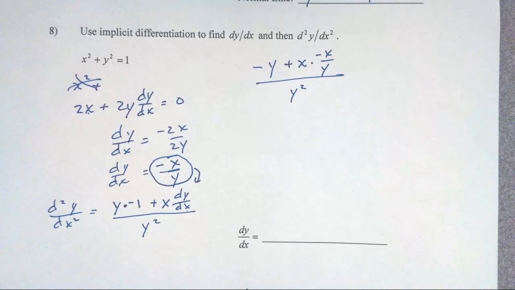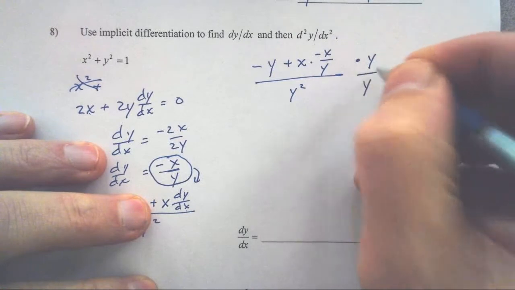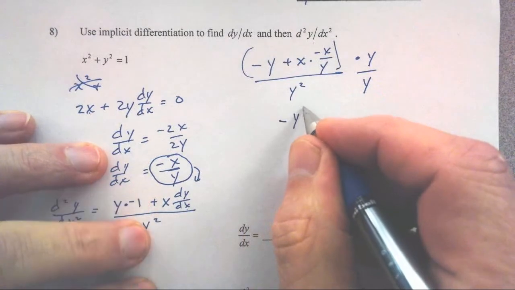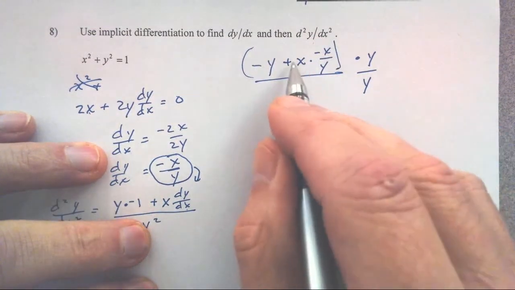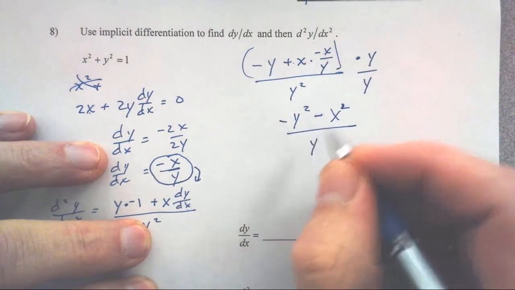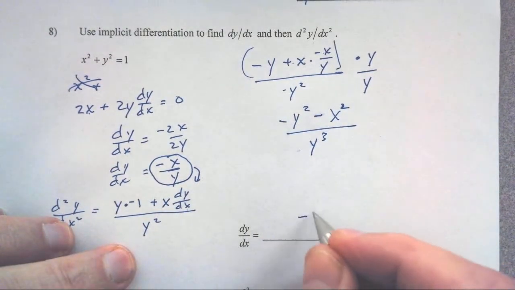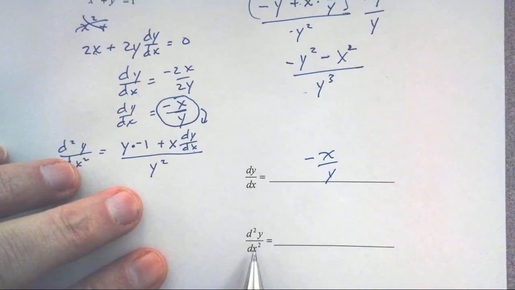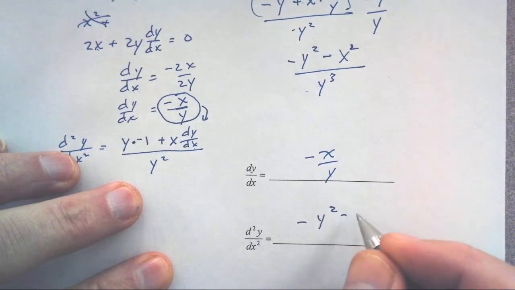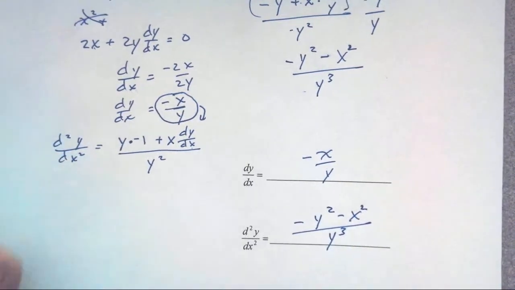and that's great, but I do not want complex fractions anywhere on this test. So I would multiply by y on y, and I get negative y squared minus, this is plus times minus, minus x squared, the y's cancel, that's why we do it, all over y to the third. So d2y on dx squared is negative y squared minus x squared all on y cubed, and don't you dare reduce y's. This is a term.